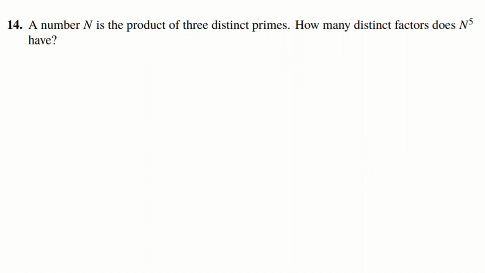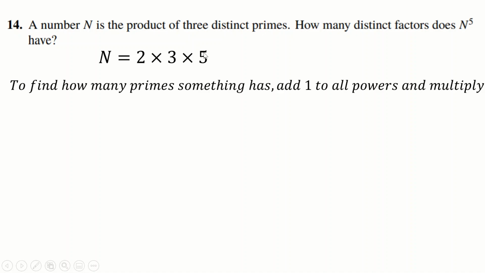I'm going to put a video in the description that explains this in depth. But in case you haven't seen this before, if you ever have a number in its prime factor decomposition, so this is just an example of what this number could be, because it's the product of 3 distinct primes. To find how many factors that number has, you simply take the powers of each prime, add 1 to them, and multiply. So the powers right now are 1, 1, and 1. So I add 1 to all of these to get 2, 2, and 2, and then I multiply to get 8 total factors.